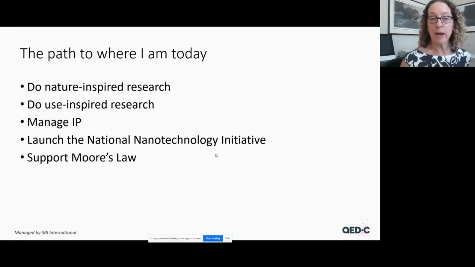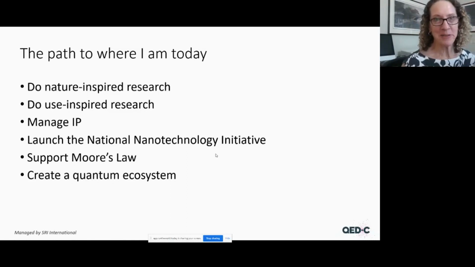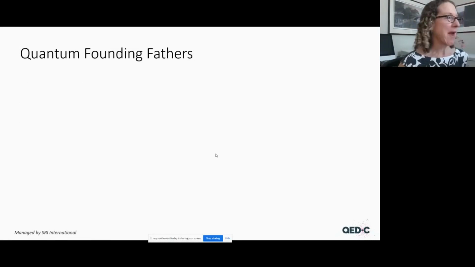I then left the White House and went to the private sector and worked in an industry consortium in the semiconductor space that was about continuing Moore's law. And so there I was helping bring together the ecosystem, the university and industry and government contributors to advance a technology very similar to what I'm doing now. And finally, I got to create a quantum ecosystem. So it's been an exciting path.